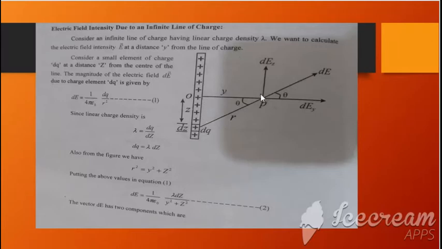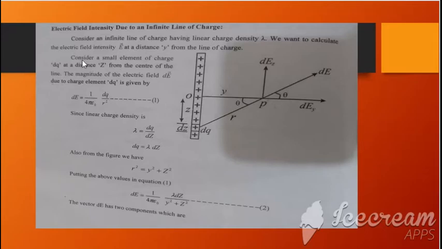We want to find the electric field intensity at point P, and this point P is at a distance y from this line of charge. You can see here that this is at a distance y from the line of charge. So to calculate the electric field intensity at point P due to an infinite line of charge, on which charges are uniformly distributed over the entire length of the line.